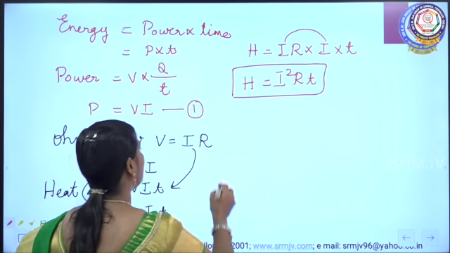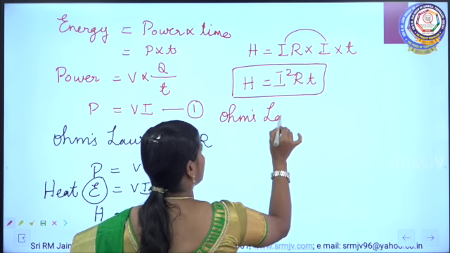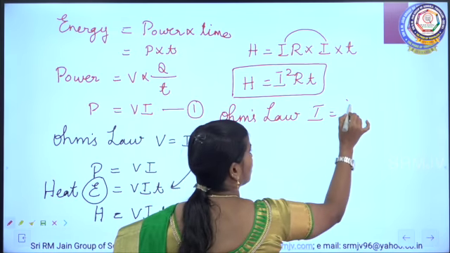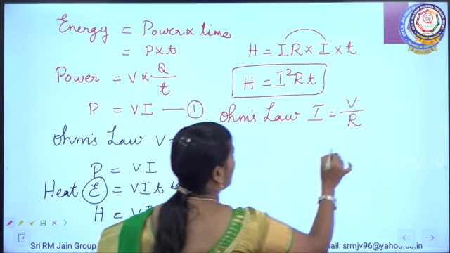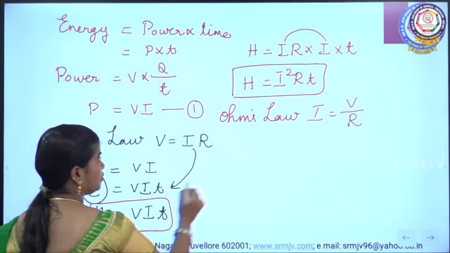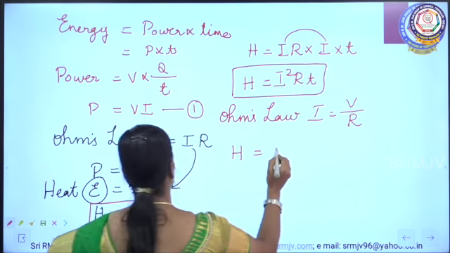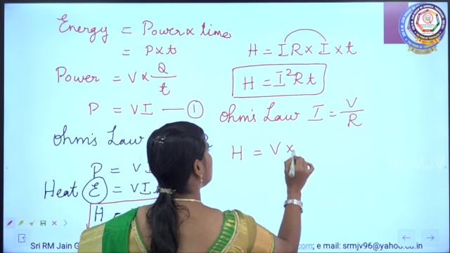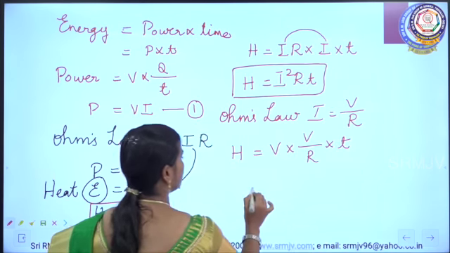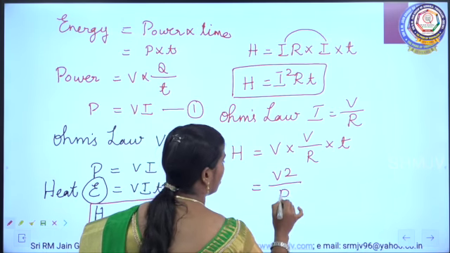Okay. Now, again according to Ohm's law, I is equal to V by R. Now, we will substitute this in this formula. Then H will become H is equal to V into V by R into T. So, this will become V squared by R T.